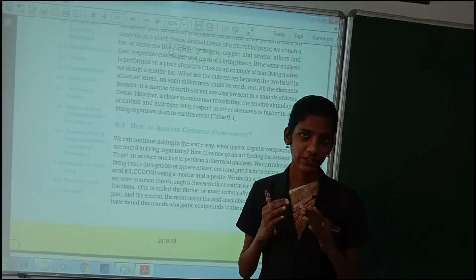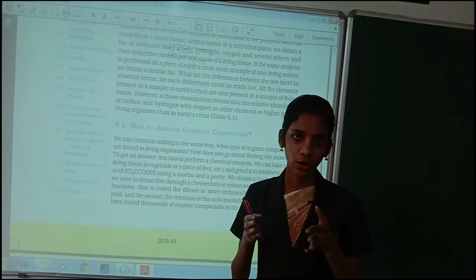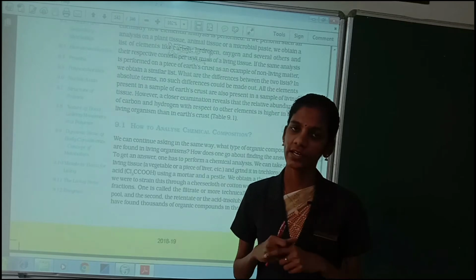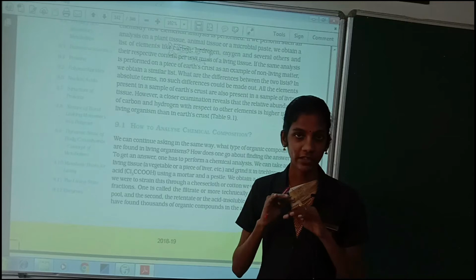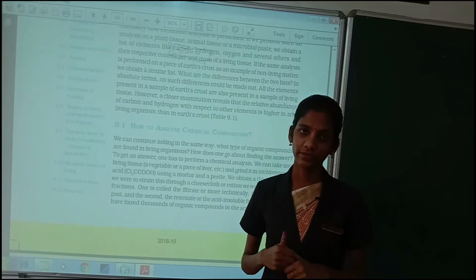This tissue is ground with trichloroacetic acid. That means along with the trichloroacetic acid we have to grind this tissue with the help of a mortar as well as a pestle. When we grind it, we will get a slurry, that means a semi-fluid liquid known as slurry.